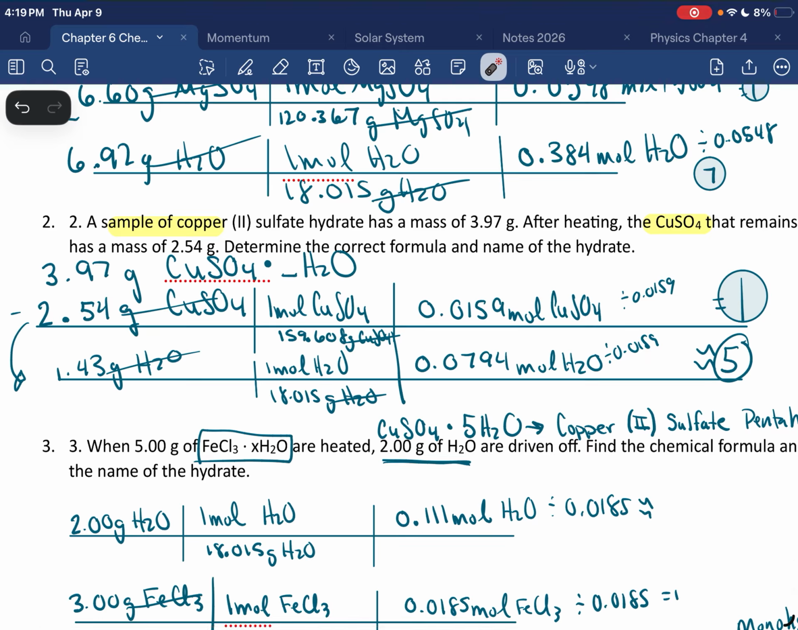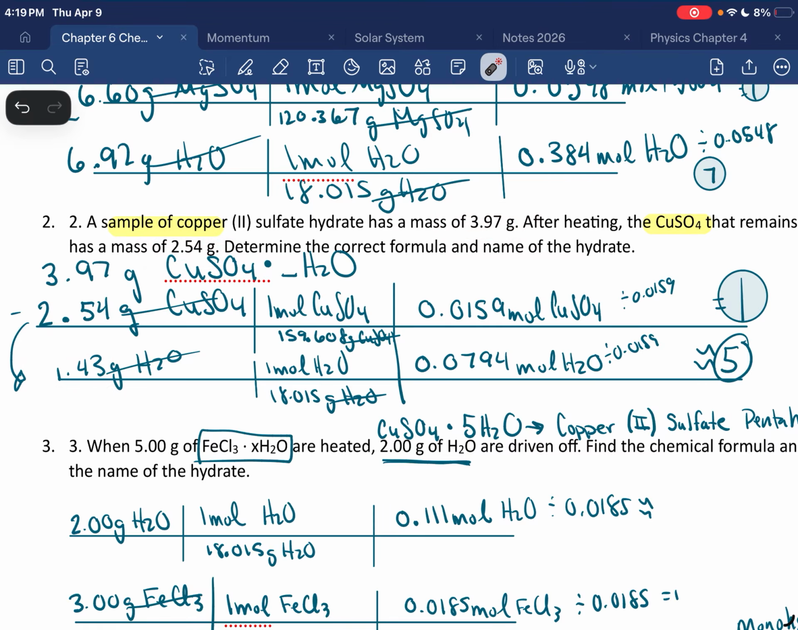So here they're telling us that a sample of copper 2 sulfate hydrate has this mass. Okay, so that's the one that's wet. And then we heat it, and the dry stuff has this mass. So what we do again is we take this one minus this one and discover there's 1.43 grams of water.